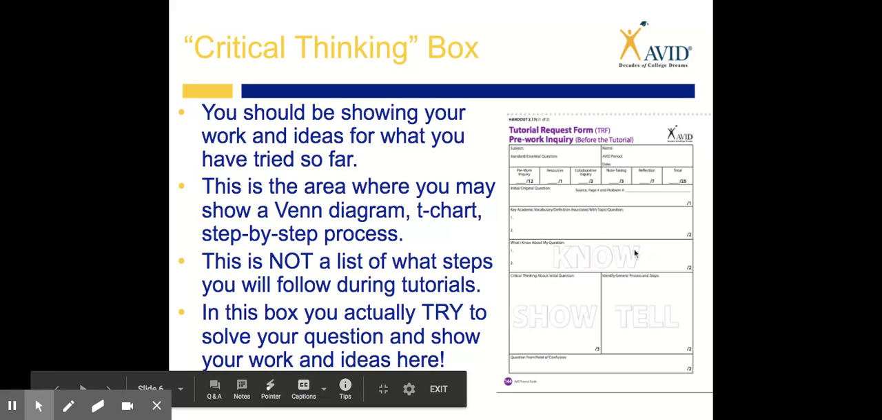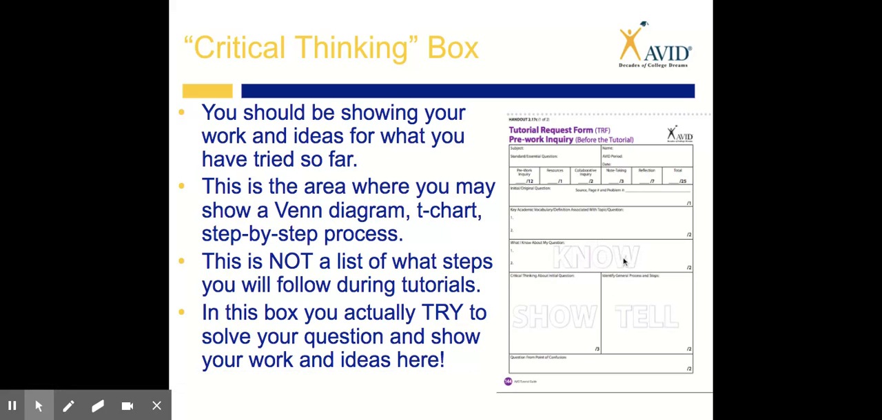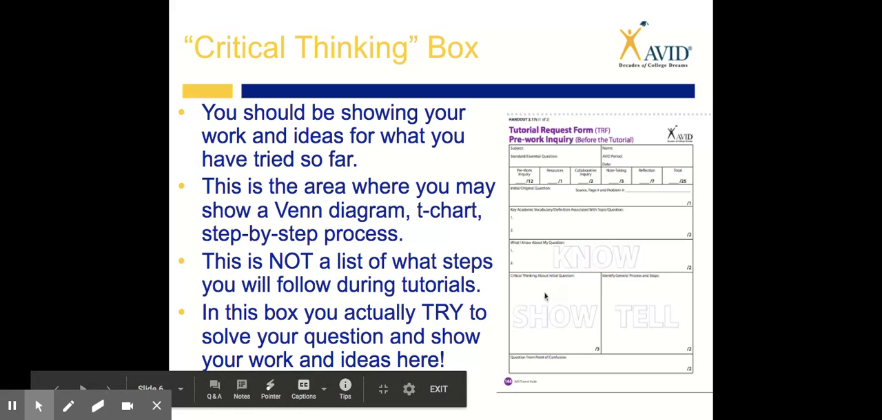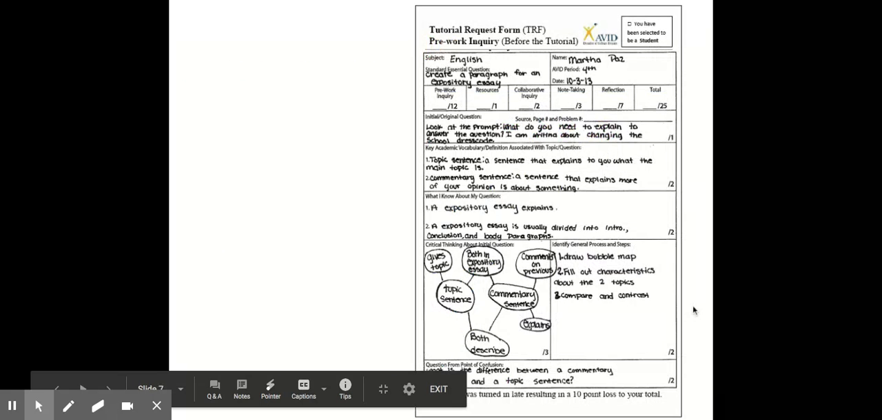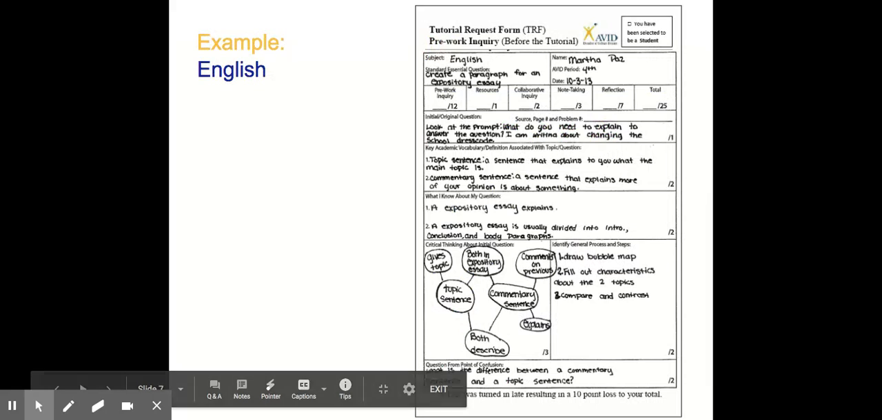This is where you're telling me what you know. This is what you're showing me what you know about it. And now you're telling me. So you're describing the steps that you took here. All right. So for example, you can see right here, identify their general process and steps. They drew a bubble map. Okay. Then they filled out characteristics about the two topics. In this case, it's a commentary sentence and topic sentence. And then they compared and contrasted them. What are some things that are alike and different?